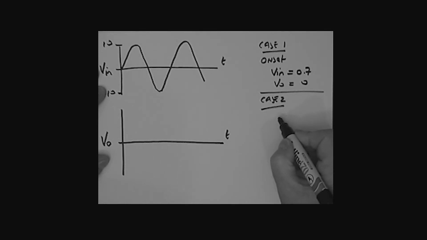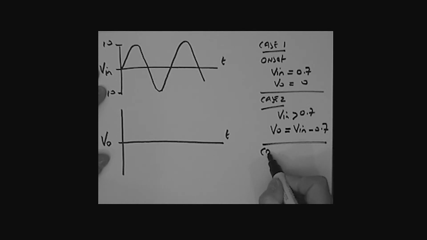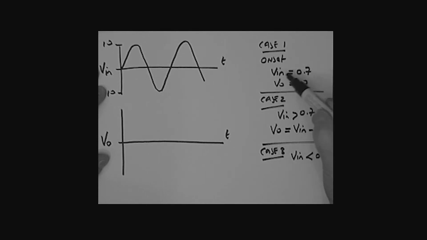Case 2. That basically said that when V in is greater than 0.7, the output voltage is equal to the input voltage minus 0.7. And then finally, case number 3, when we said let V in be less than 0.7, the onset condition. Then, because the current ID in the circuit was 0, the output voltage was also 0. So those are our 3 cases.